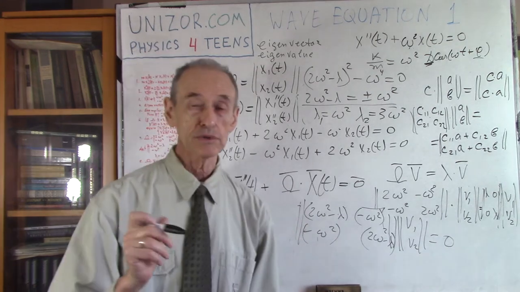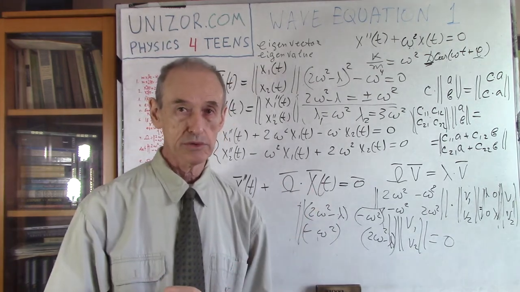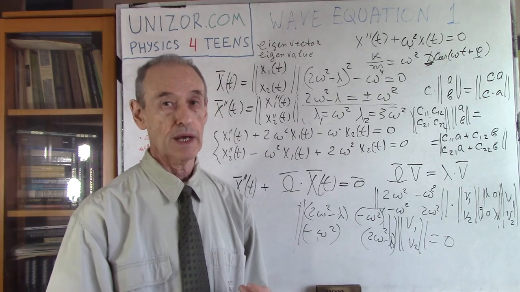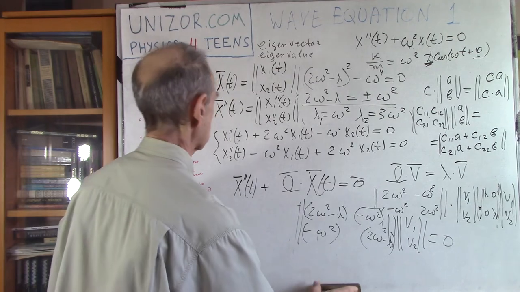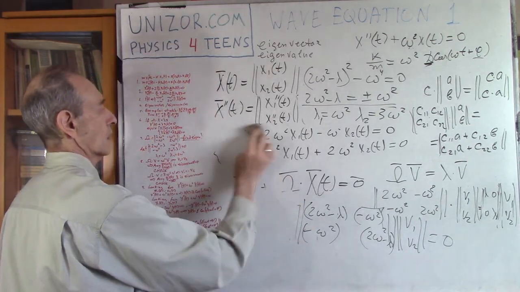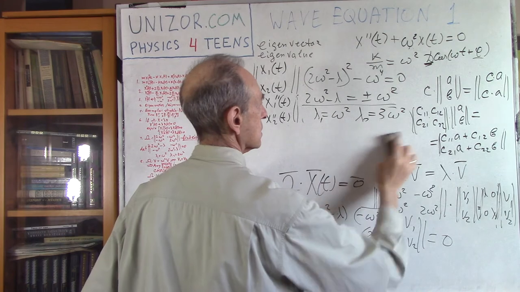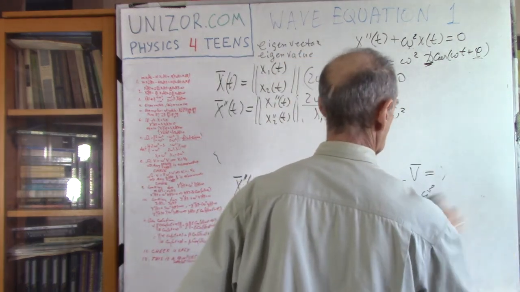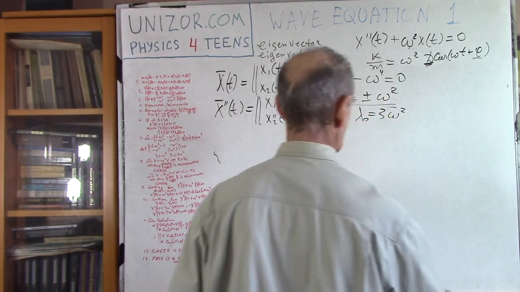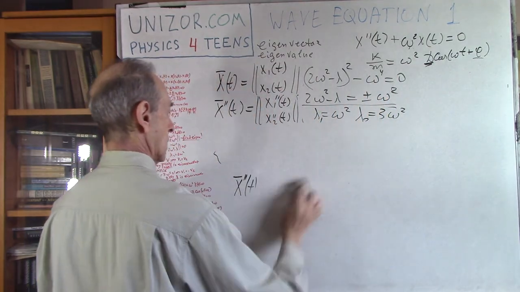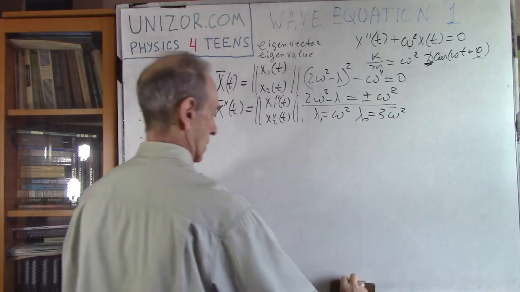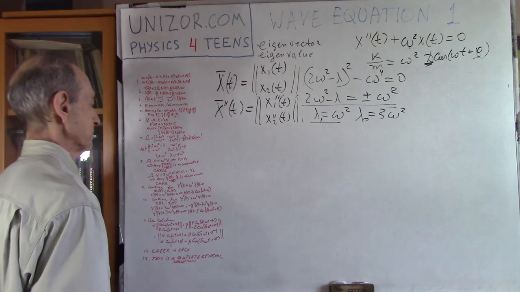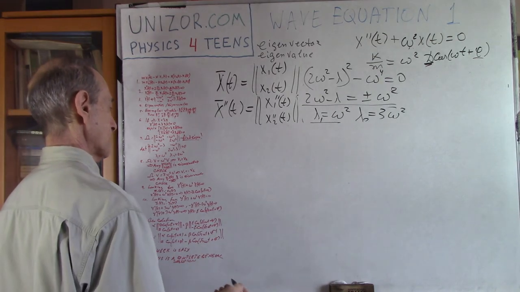Okay, so we found the possible eigenvalues. Let's find possible eigenvectors in both cases. Okay, so the first one is, let's consider this case. Okay, what happens in this particular case?